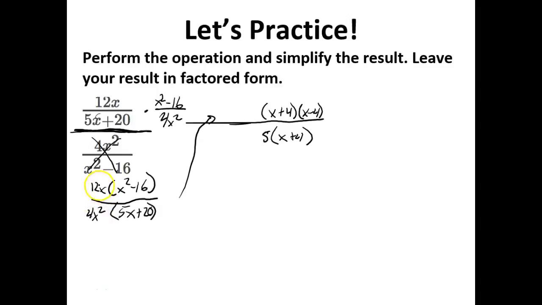What about the 12x and the 4x squared? Well, 12, I see as a multiple of 4 times 3. So I'm going to do this as 4x times 3. That would give me the 12x. And then in the bottom, 4x squared would be 4x times x. So I look for factors after I've factored that are the same in the top and the bottom. The x minus 4 is the same top and bottom. And also the 4x is the same in top and bottom.